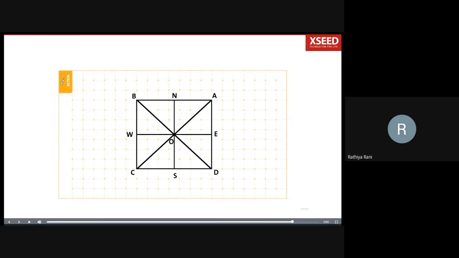Rijo, completed? Yes, ma'am. Okay, so this is the activity. You have drawn a square and two diagonals, and for the directions you have drawn two more lines. Finally you marked everything, right? Now they will ask some questions, so listen and answer.